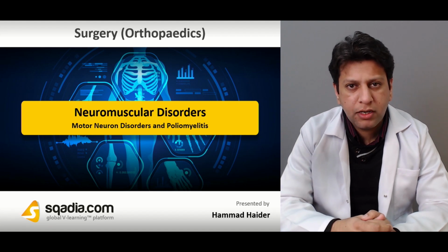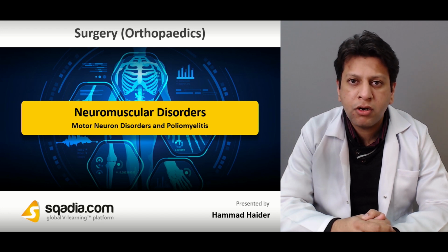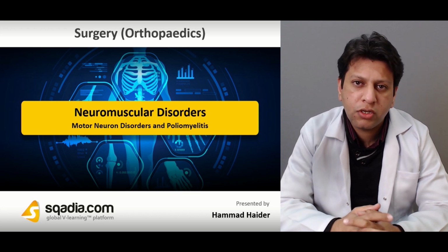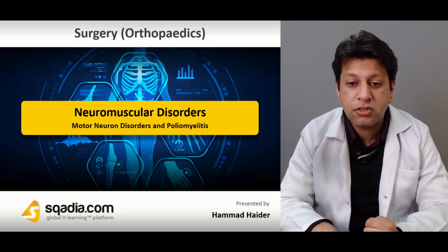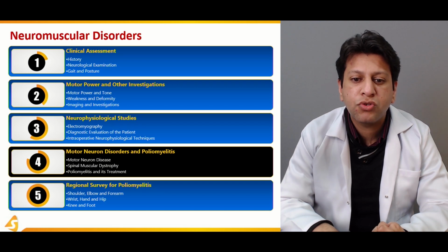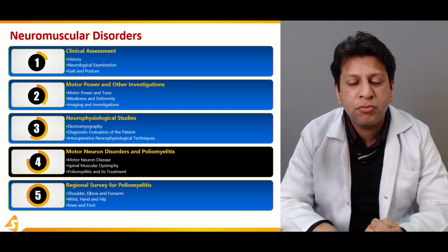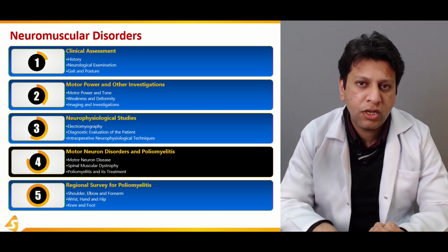Once we have made the diagnosis, now we are moving towards the diseases which may affect the spinal cord and what may constitute the neuromuscular disorders. In this section, we'll be going through the motor neuron disease and poliomyelitis. We'll be going through what is spinal muscular dystrophy, what are the acute phases of poliomyelitis, what are the signs and symptoms of poliomyelitis, and how to deal with polio.